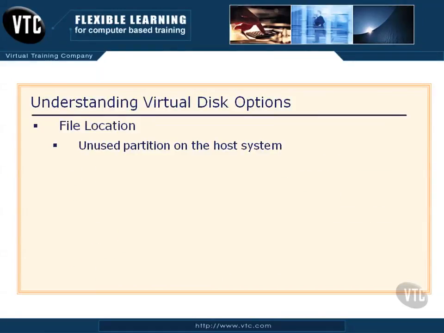Now, what about an unused partition on the host system? Let's say I've got a 750 gigabyte hard drive on my host, and I've got an unused partition out there. I've got C, D, and E partitions. E hasn't been used, and I want that whole partition dedicated to my virtual machine. You can do that, but it's very, very important that you understand you first need to go into the Windows operating system, use that disk management tool, and you want to unmount the partition from the host operating system.